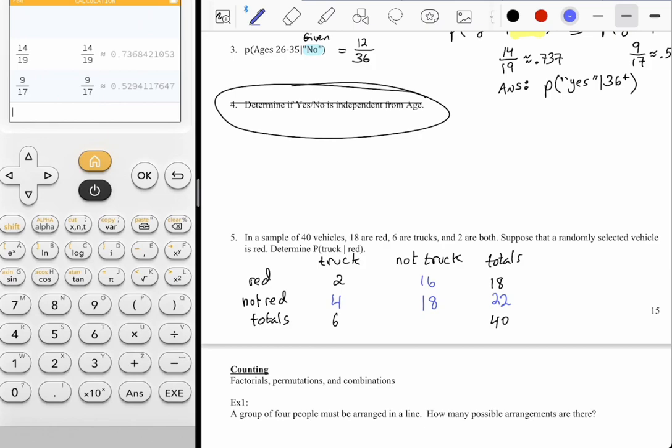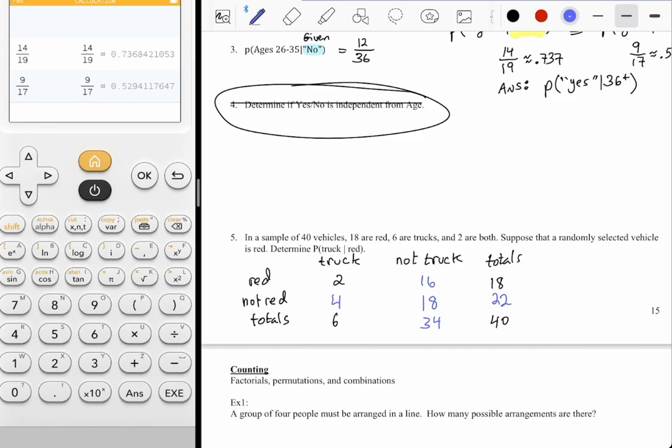And since we know that there are 16 red vehicles that aren't trucks, they could be sedans, they could be SUVs. I mean, it depends on how you define a truck, I guess. And we know that there are 18 vehicles that are not trucks and also not red. That means that we're looking at 34 vehicles that are not trucks in general. All right.